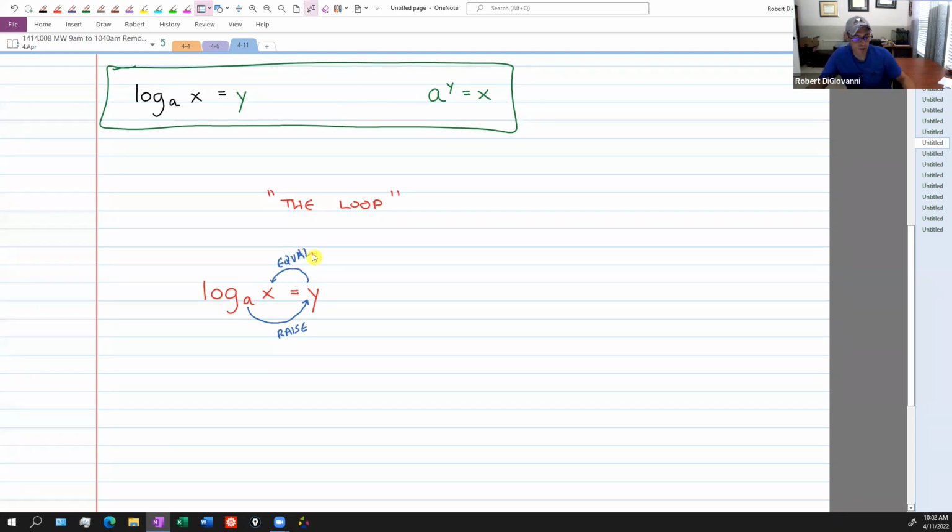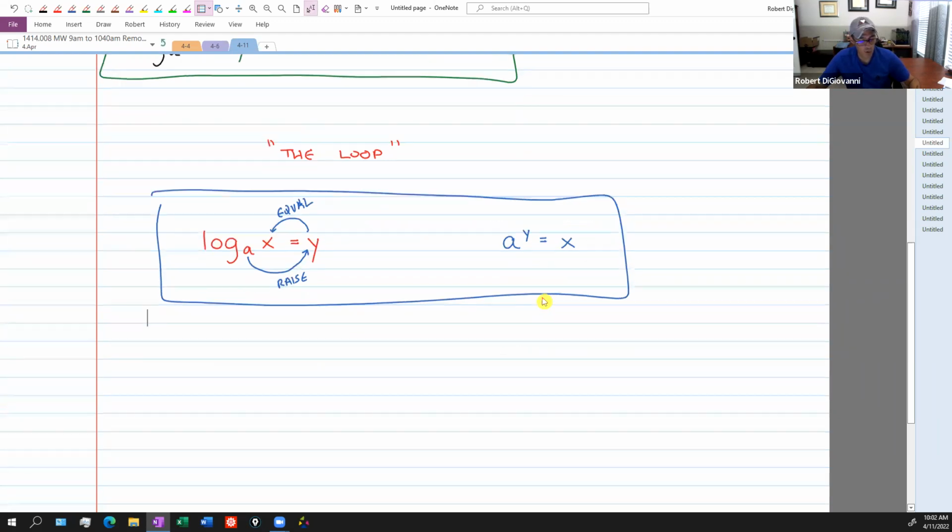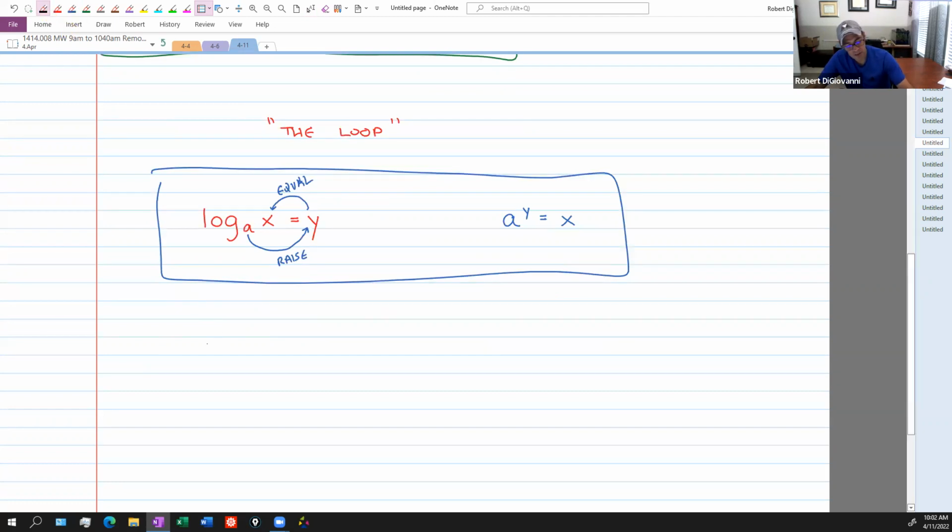Let's just do that over here on the side. If I took a and raised it to the y and set that equal to x, I would have that relationship that we were talking about a minute ago. Do you see that? This raised to y equals this is the exact relationship that we had before. I'll do a specific example.